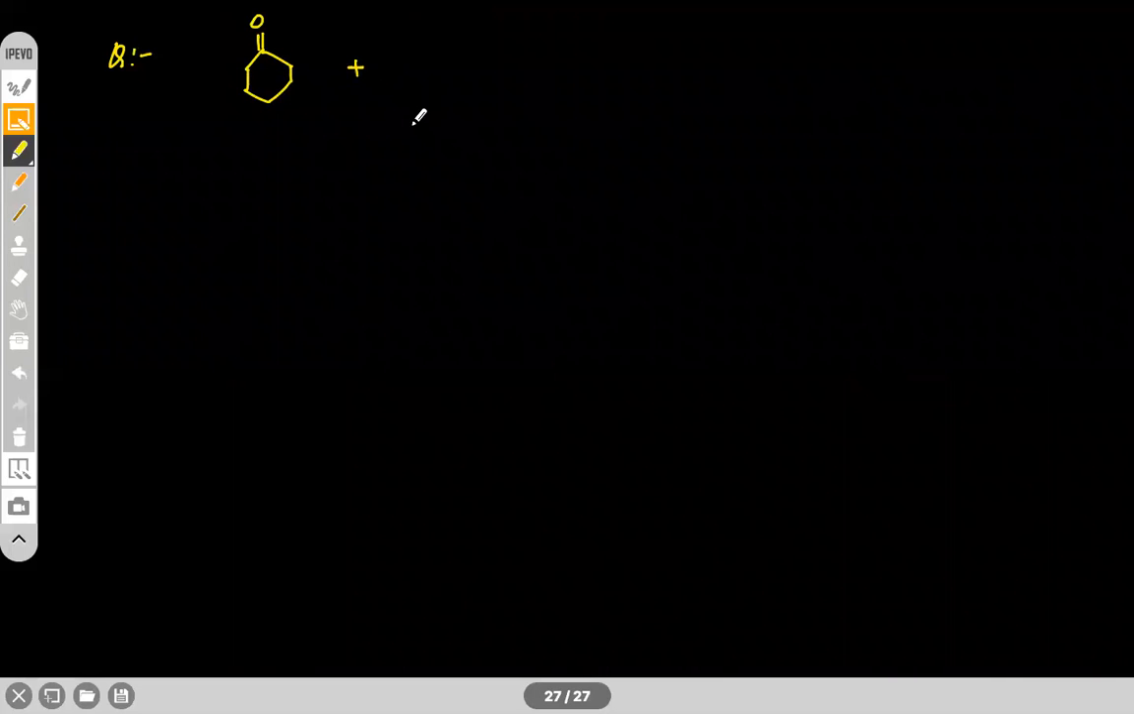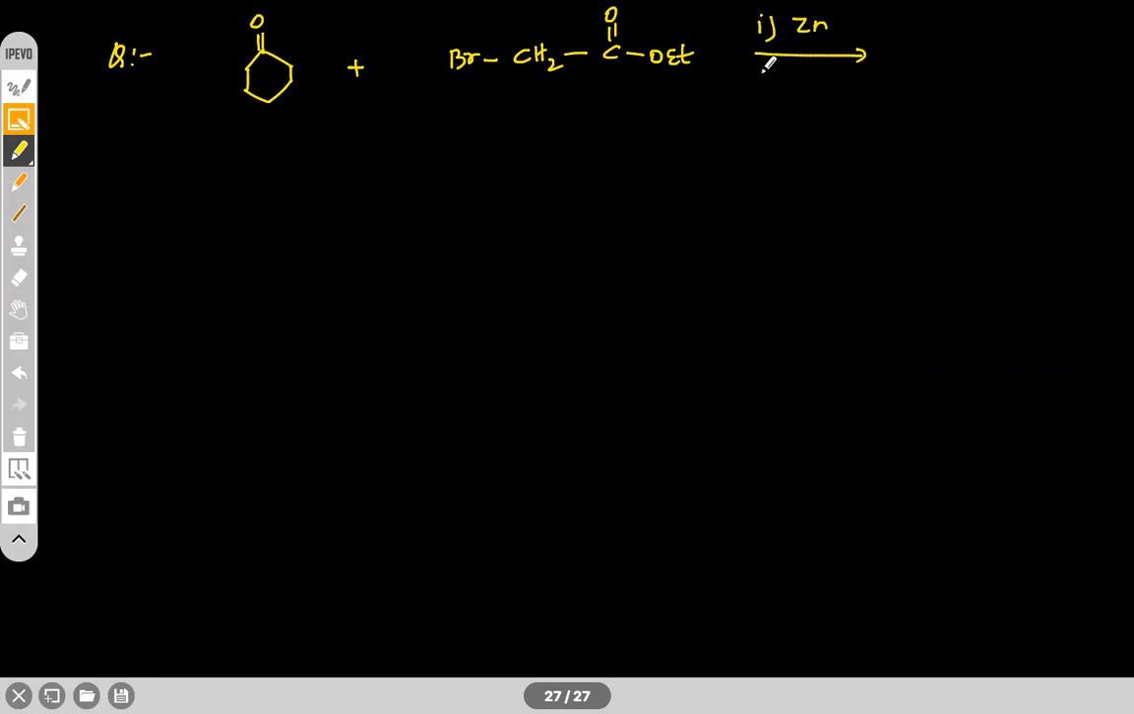Write down the product here. Question is, we have C=O with Br, CH2, C(=O)OEt, and what reagent we have here? Zinc in the first step, then H plus H2O, and we are heating it. Write down the product here.